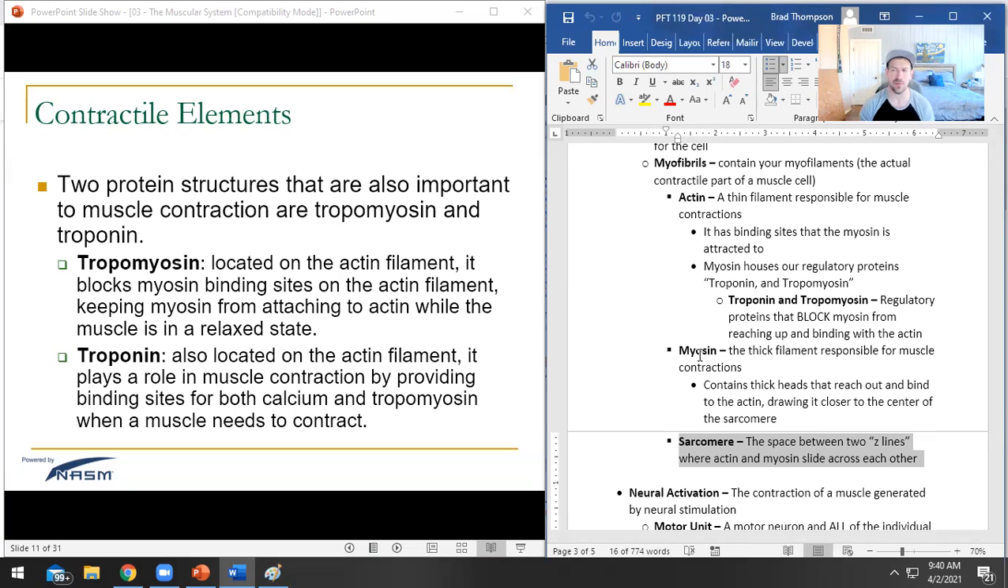But we need to be able to relax our muscles and let our arm down, right? We don't want to just squeeze something and be stuck like that forever, right? We want to be able to relax our muscle, right? Well, luckily we're able to do that because there are these regulatory proteins that live on the actin strand and they block those binding sites during muscle relaxation.